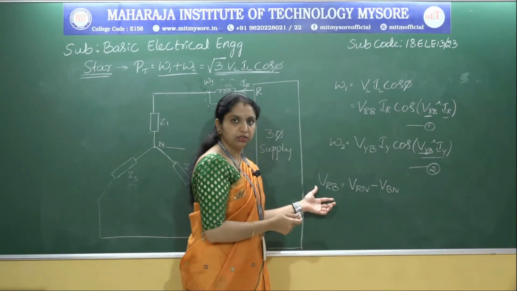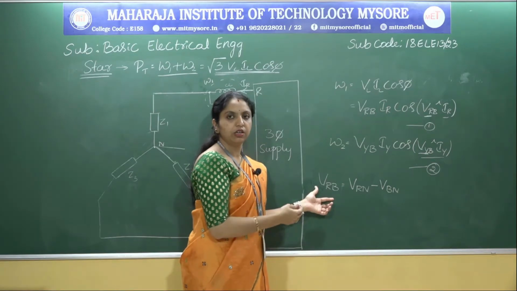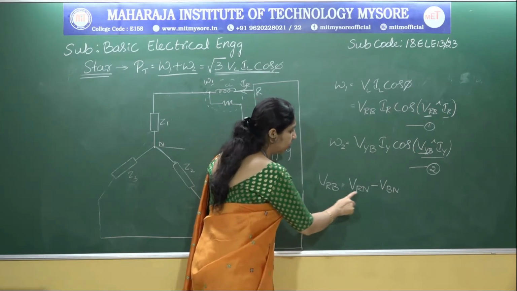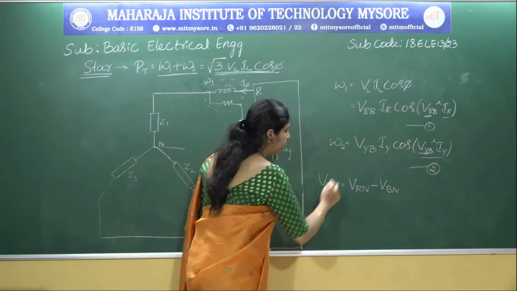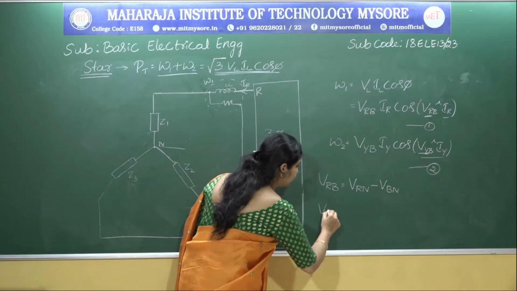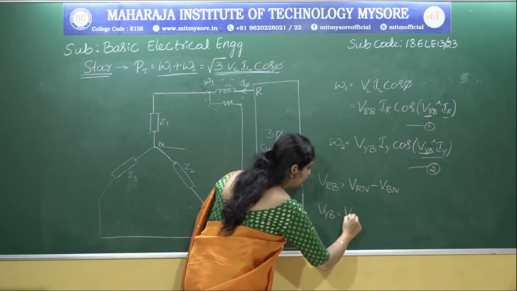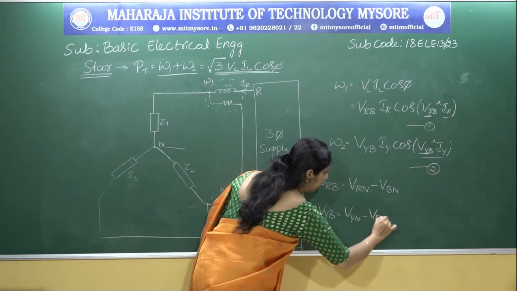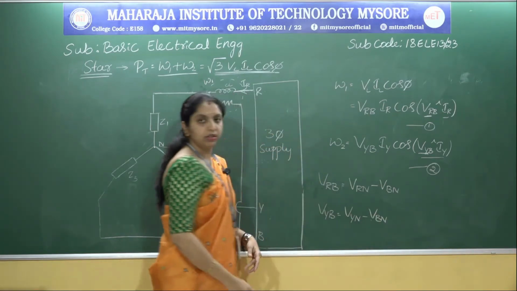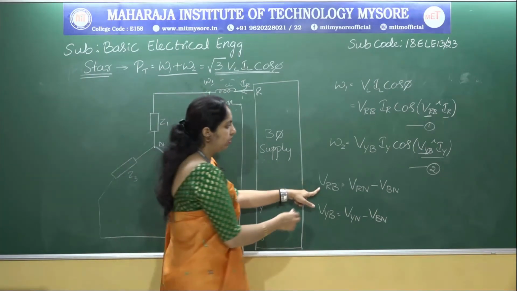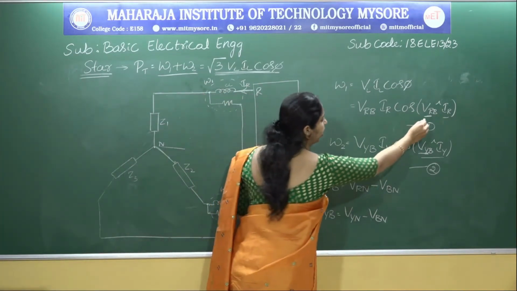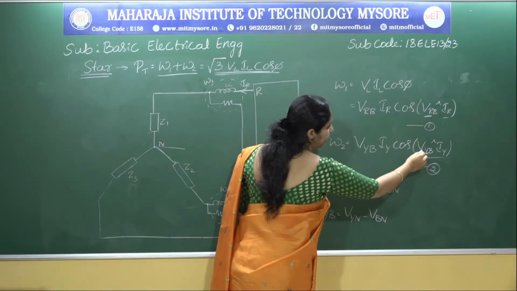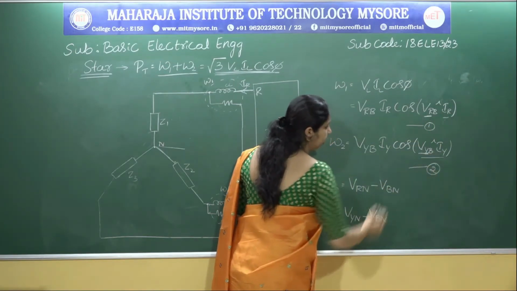To understand the same equation, you can go through the previous session, so you will understand better. So VRB is equal to VRN minus VBN, and similarly VYB can be expressed as VYB is equal to VYN minus VBN, right? Because our aim is to find the angle difference between VRB and IR in the first case, and VYB and IY in the second case.